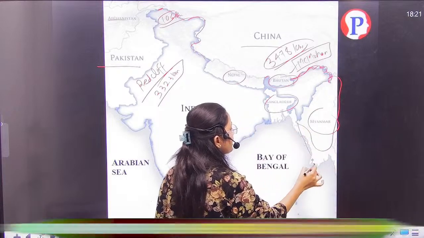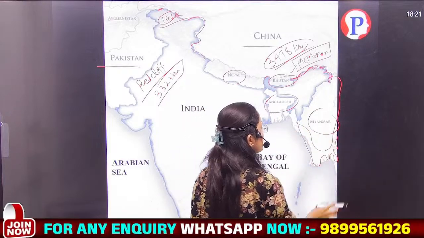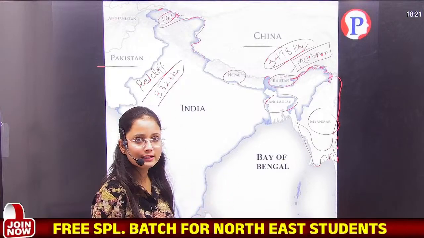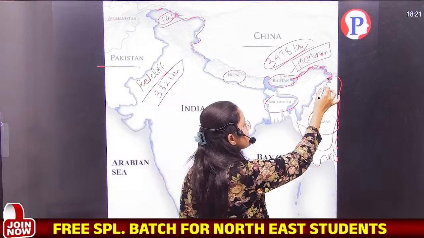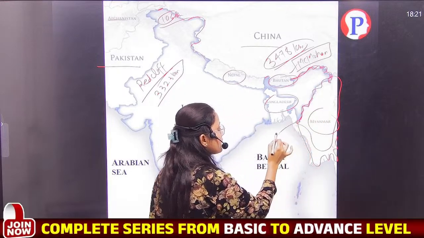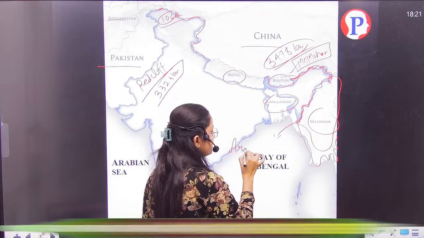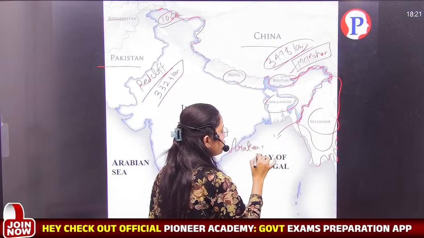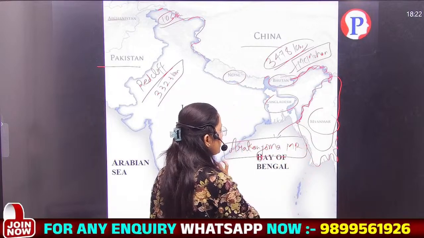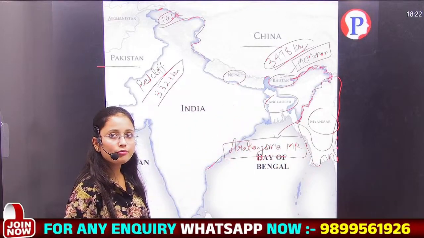Now this is Myanmar. Only 4 states of India share their boundary with Myanmar. I'll tell you about those states, but this is the Myanmar boundary. It is a natural boundary called the Arakan Yoma mountain range. It is a part of the Himalaya.